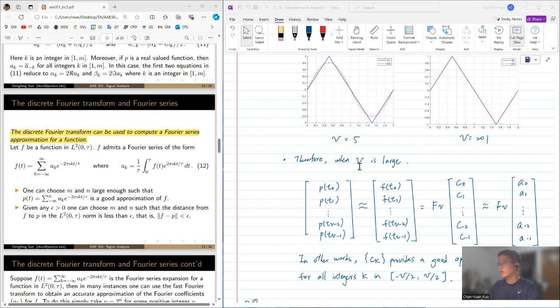So we know that when the number of coefficients is large, the samples that we take on the approximation function can actually be approximated by the samples taken on the original function. And now if we run inverse fast Fourier transform on these samples, we can get a set of coefficients Ck. This set of coefficients will be a very good approximation for the Fourier coefficients associated with the approximation function.